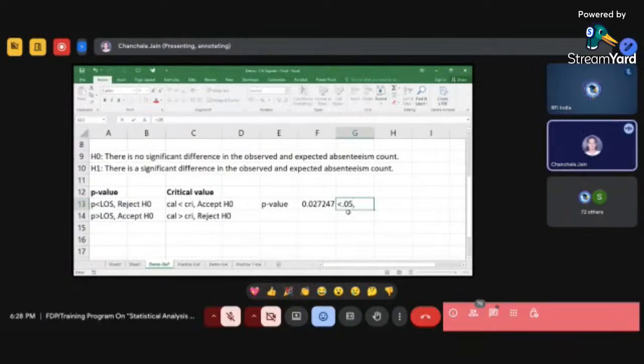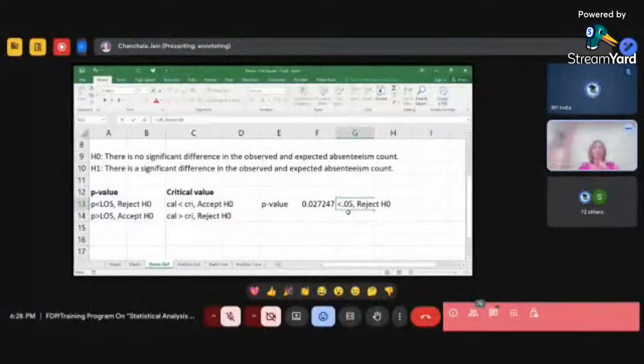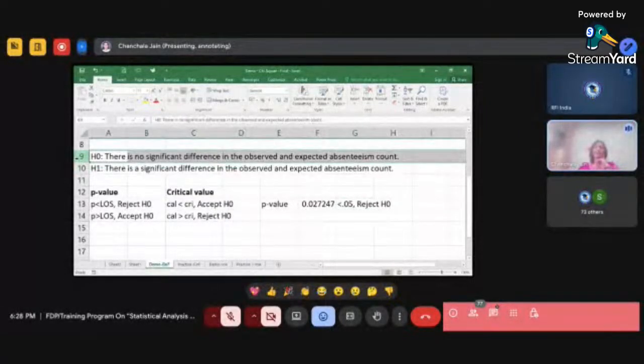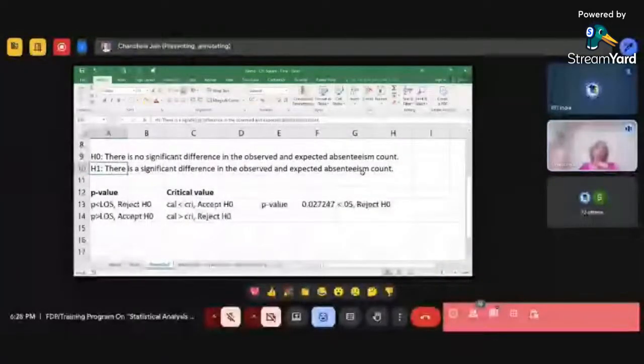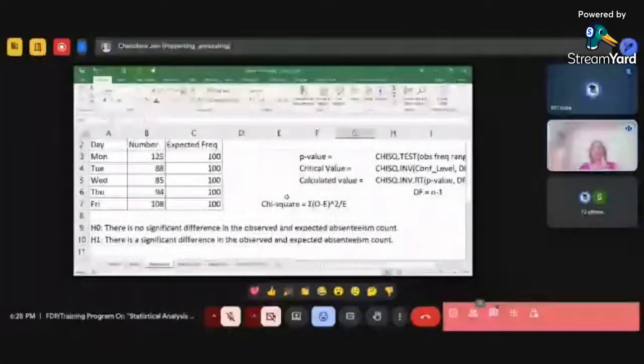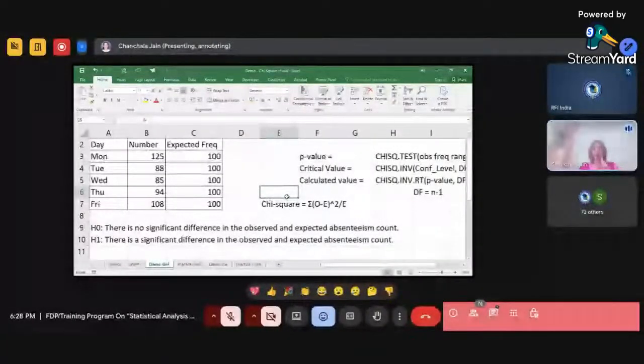The p-value rule says if your p-value is less than your level of significance, you are going to reject the null hypothesis. So what I conclude here, I will not go with my null hypothesis. I'll conclude that there is a significant difference in the observed and expected absenteeism count. This way, I think you can understand how to perform chi-square goodness of fit. Not tough, easier for everyone to perform.